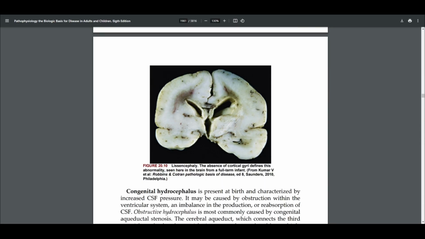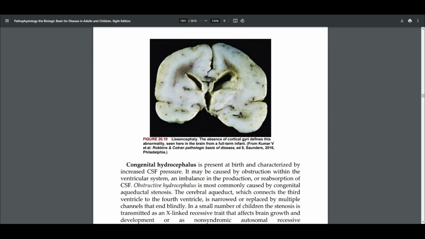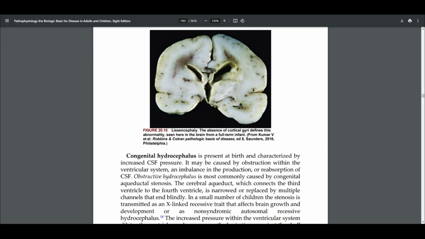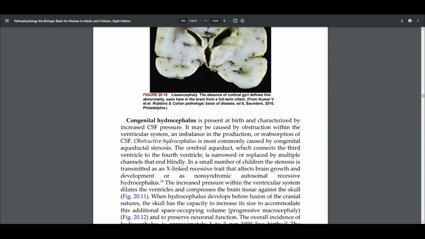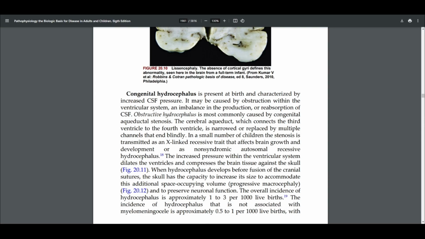Congenital hydrocephalus is present at birth and characterized by increased CSF pressure. It may be caused by obstruction within the ventricular system, or an imbalance in the production or reabsorption of the CSF. Obstructive hydrocephalus is most commonly caused by congenital aqueductal stenosis. The cerebral aqueduct, which connects the third ventricle to the fourth ventricle, is narrowed or replaced by multiple channels that end blindly. In a small number of children, the stenosis is transmitted as an X-linked recessive trait that affects brain growth and development, or as non-syndromal autosomal recessive hydrocephalus.